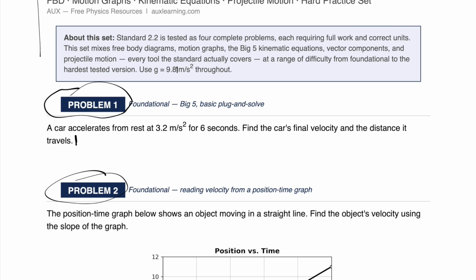Let's get at it. And before we start, I'll be using g equal to 9.81, not g equal to 10. So if you use that, you might get slightly different answers, but that's fine. This is just what I'm used to.